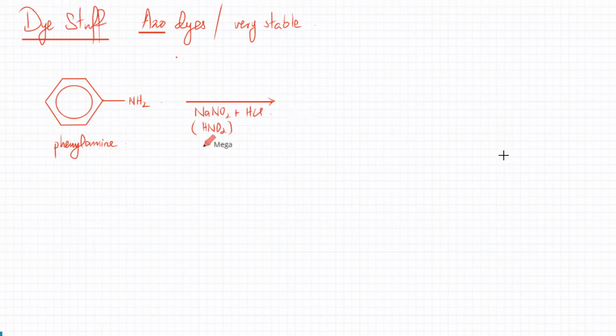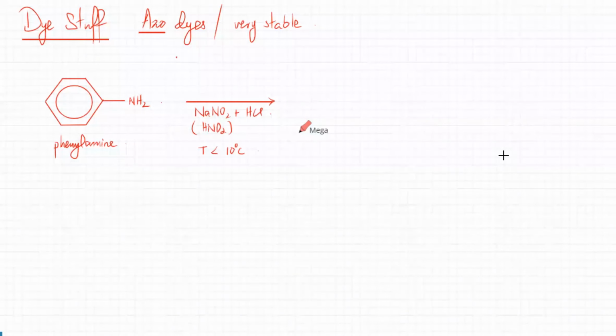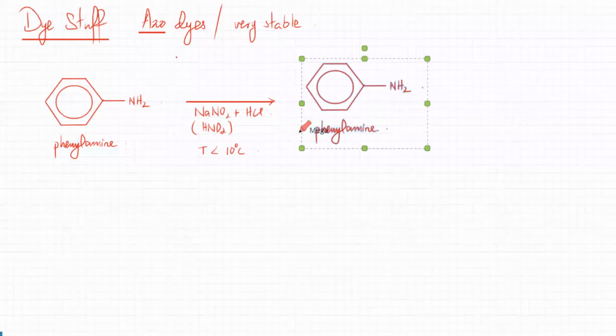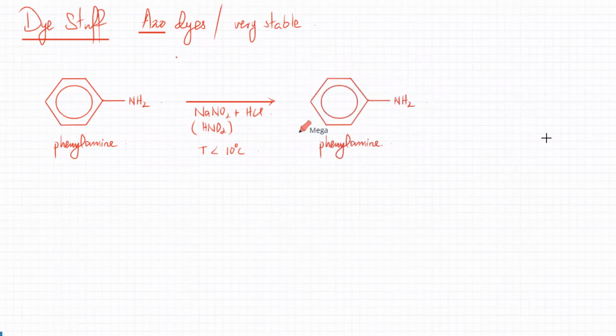And the temperature has to be less than 10. So it has to be a very cold environment. I'm going to explain why. But the first thing is, under these conditions, this thing over here, from phenylamine, turns into a diazonium ion or a diazonium salt.